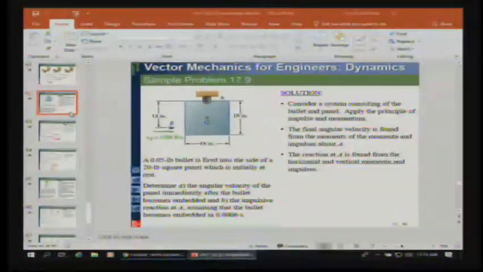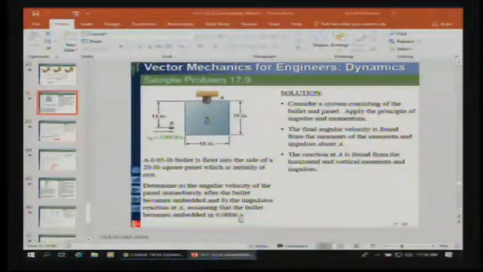Determine the angular velocity of the panel. So we want that omega value. Immediately after the bullet becomes embedded, the impulsive reaction at A, up here, in other words, up in that pivot, and we are assuming that the bullet becomes embedded in 6 times 10 to the minus 4th seconds.